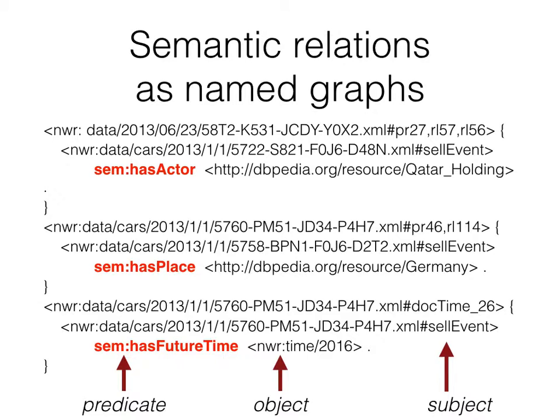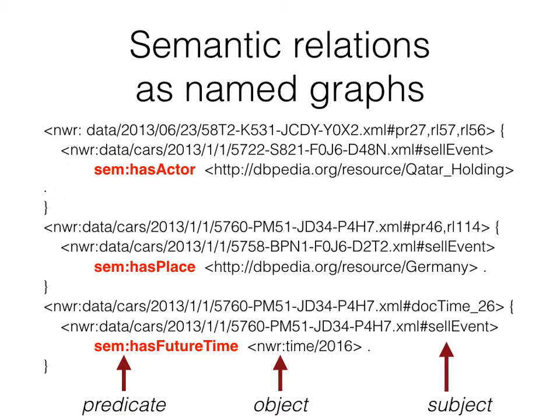The SEM relations are represented as so-called named graphs. In principle, a SEM relation is a triple, with the event URI as the subject, the role as the predicate, and the participating entity URI or time as the object. In addition to the basic SEM relations, many other relations can be given as predicates. Here we only show sem:hasActor relations. Each triple can be seen as a statement.